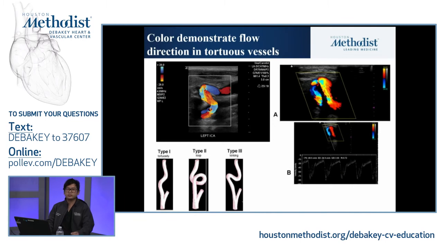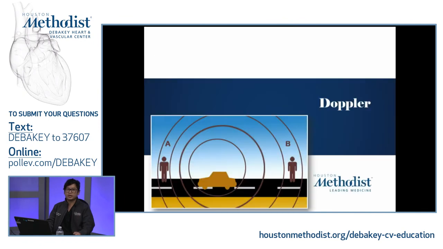It's a very nice tool to use when you're looking at tortuous vessels. You can connect one area to the next with color flow and see in which direction flow is moving. Sometimes when you have twists and turns, it can turn you around. Color flow can be a very powerful tool, but if not used properly, it can be somewhat confusing. But always true is Doppler.